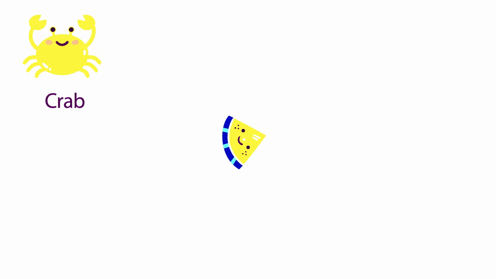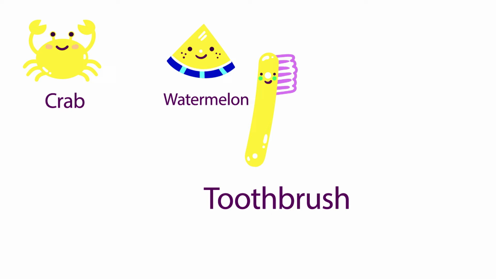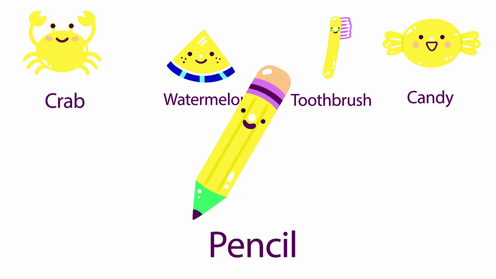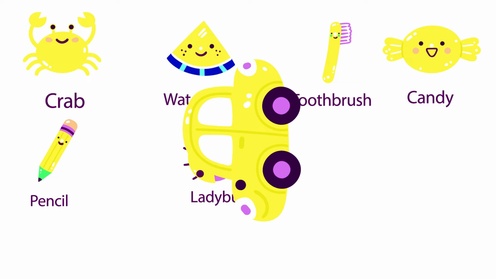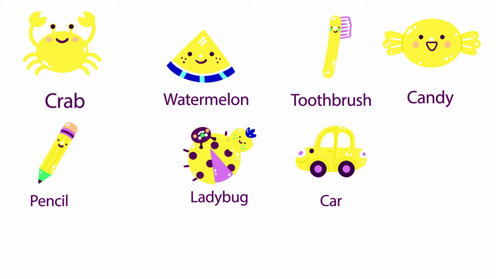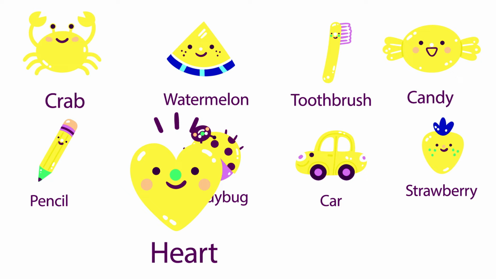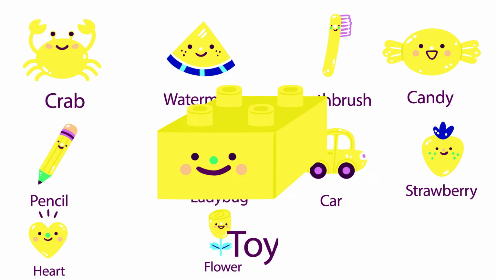This is yellow. Yellow crab. Yellow watermelon. Yellow brush. Yellow candy. Yellow pencil. Yellow ladybug. Yellow car. Yellow strawberry. Yellow heart. Yellow flower. Yellow toy. Yellow tropical bird.